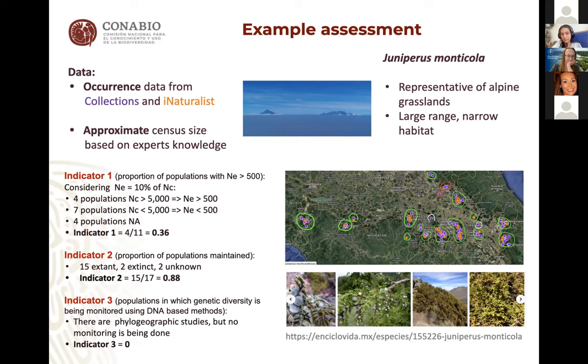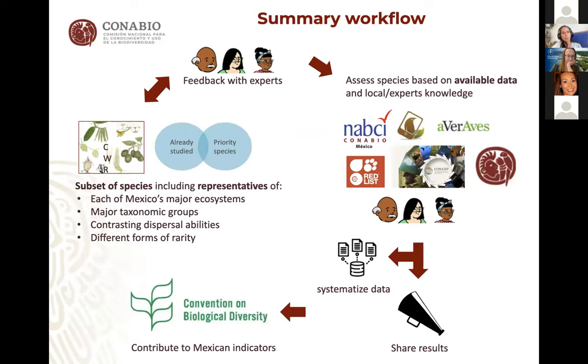What I want to highlight here is that we not only didn't have genetic data, we actually didn't have abundance data properly, but still we could assess these species based on the knowledge of local botanists and naturalists that visit the mountain ranges where these species exist.